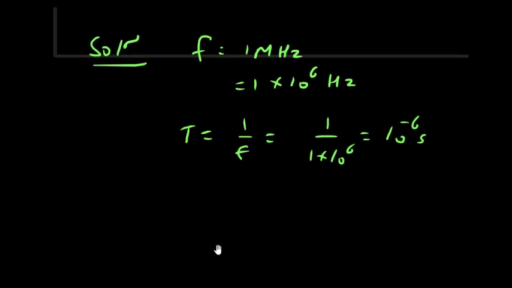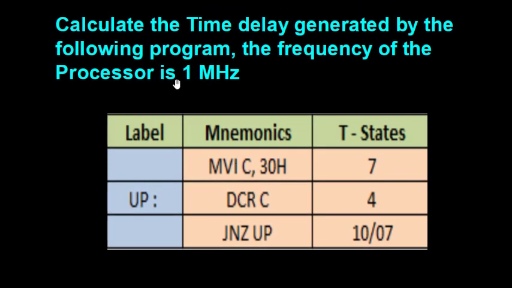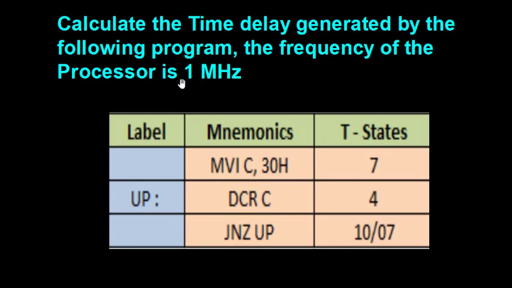Now it is convenient to write in terms of microseconds. So T is actually 10 raised to minus 6 second, which is equal to 1 microsecond. So 1 T state is 1 microsecond. Okay, now we must remember this, because frequency is given, we calculate one time period. For this particular processor on which we are doing the calculation, this MVI C 30H consists of 7 T states. So of course, 1 T state, as we have calculated, is 1 microsecond, so it will take 7 microseconds.